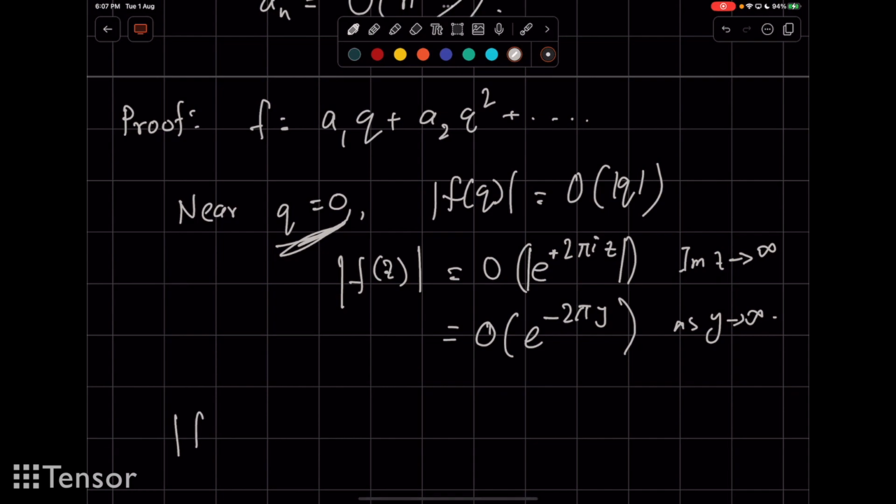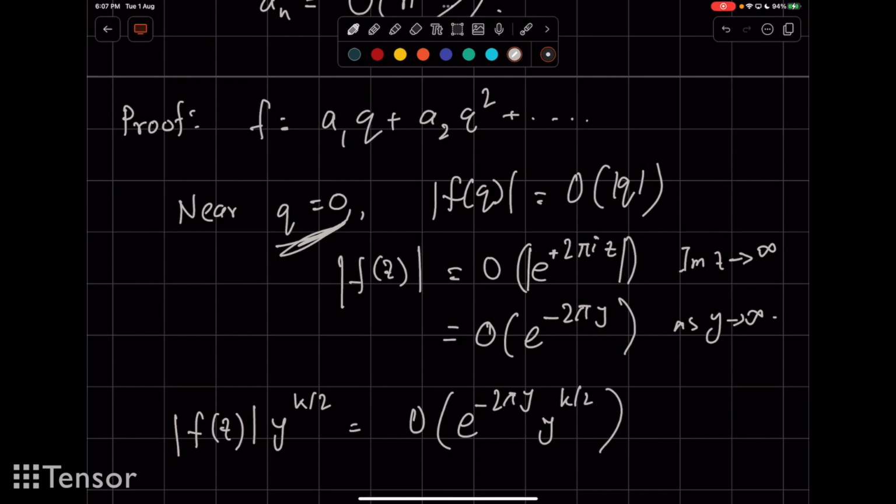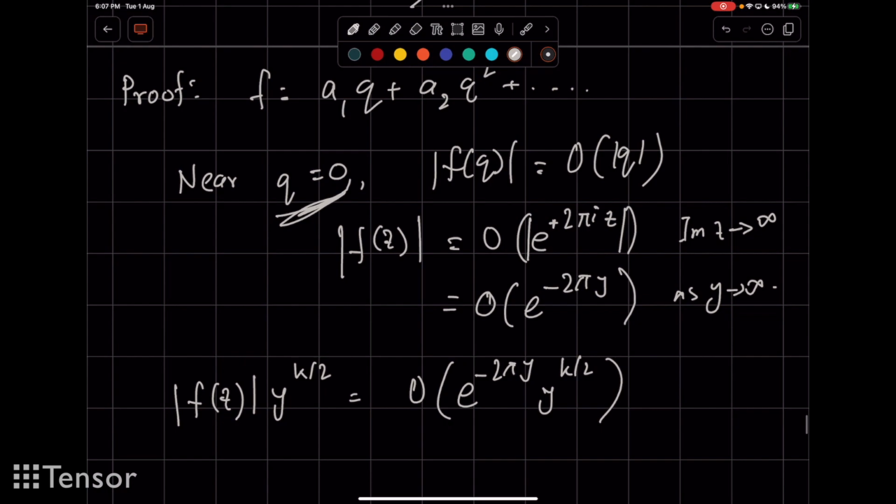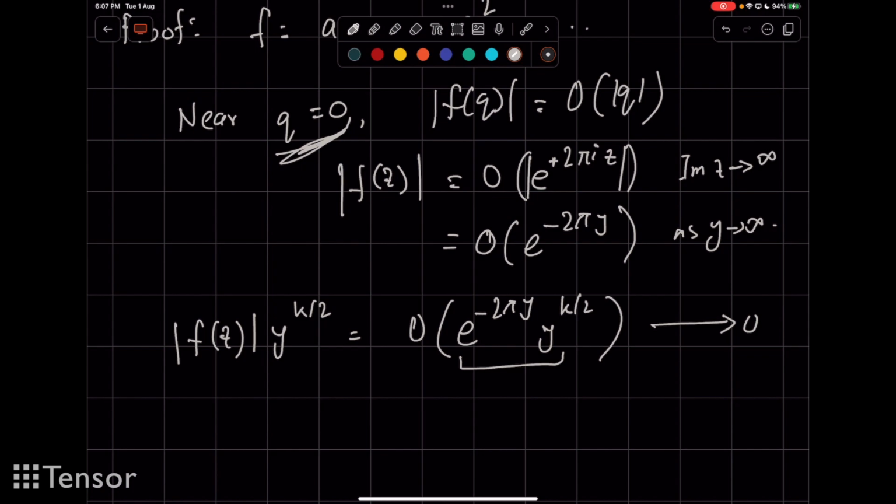So if we now take this f of z times y to the k over 2, this is of order e to the negative 2 pi y times y to the k over 2. And if we now take the limit as y goes to infinity, what is this? So as y goes to infinity, this goes to 0. So therefore, f of z y to the k over 2 is bounded.